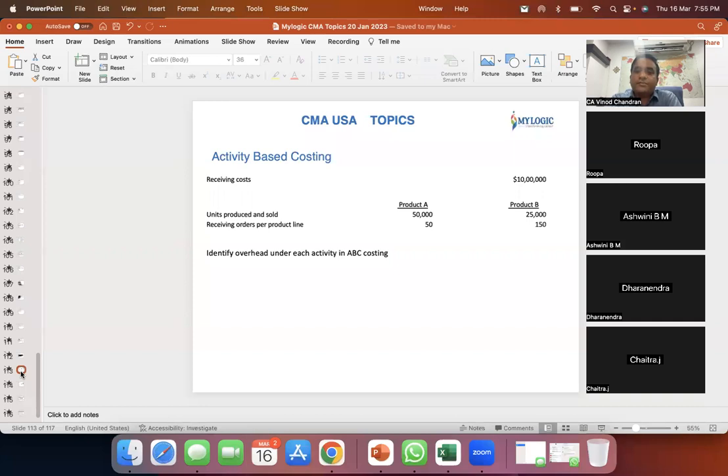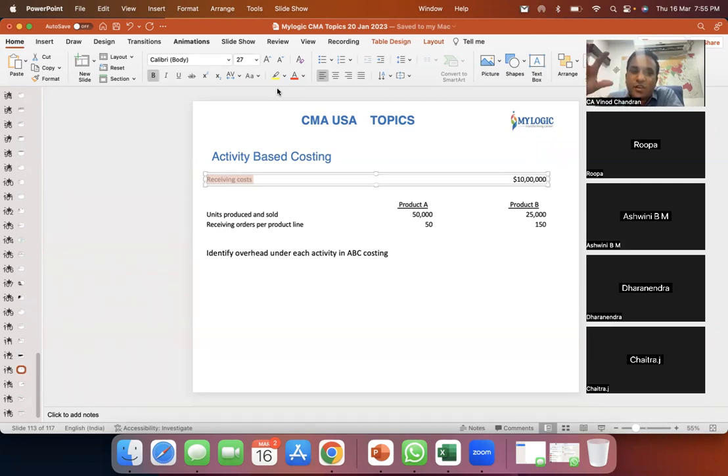Now take this example. This is one example for ABC costing. If you look at what is this receiving cost according to you? It is an overhead. Everyone agree? It is not direct material. It is not direct expenses, but it is receiving some material being received in factory. It is a cost associated with it. Everyone agree? Are you in agreement, guys? Okay. So this receiving is an activity.